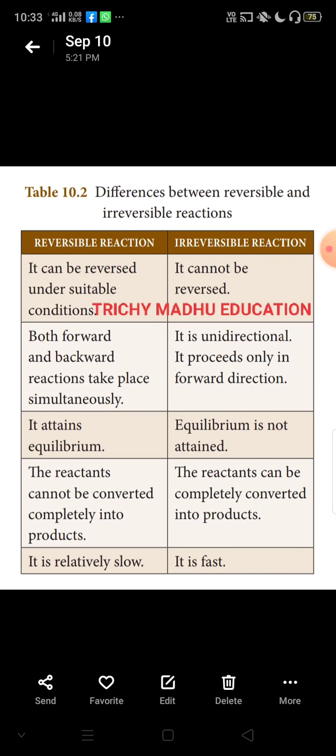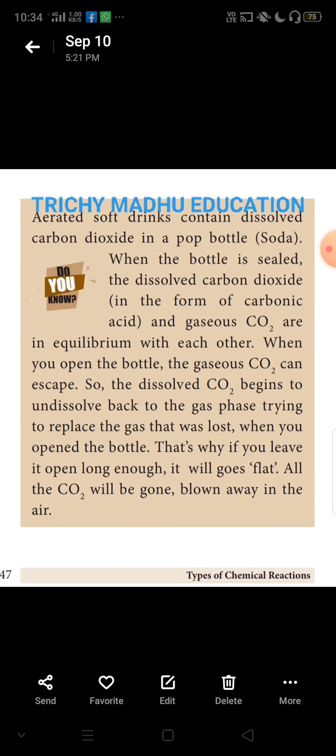So the difference between reversible and irreversible reactions: a reversible reaction can be reversed under suitable conditions; an irreversible reaction cannot be reversed. In a reversible reaction, both forward and backward reactions take place simultaneously. An irreversible reaction is unidirectional and proceeds only in the forward direction. A reversible reaction attains equilibrium; in an irreversible reaction, equilibrium is not attained. In a reversible reaction, the reactants cannot be converted completely into products. In an irreversible reaction, the reactants can be completely converted into products. A reversible reaction is relatively slow. An irreversible reaction is fast.